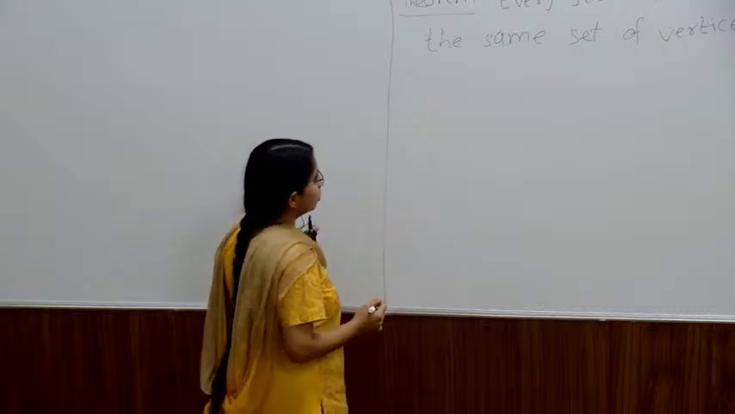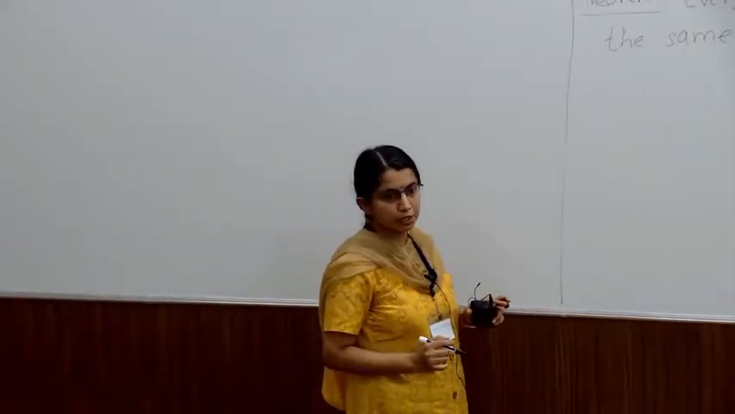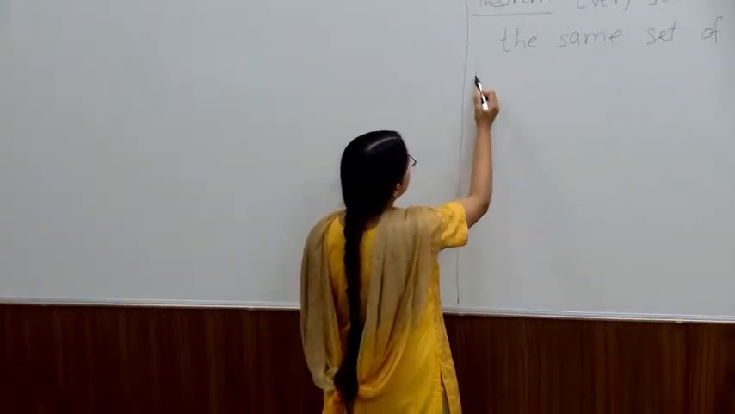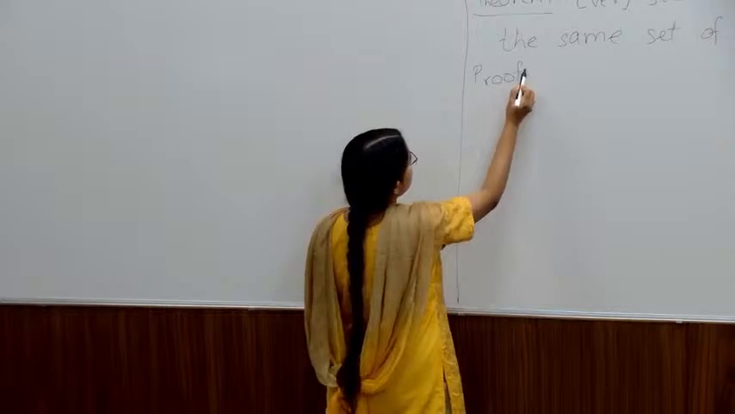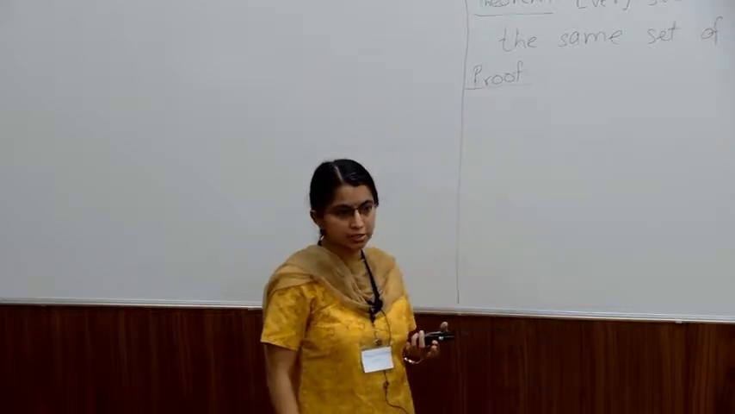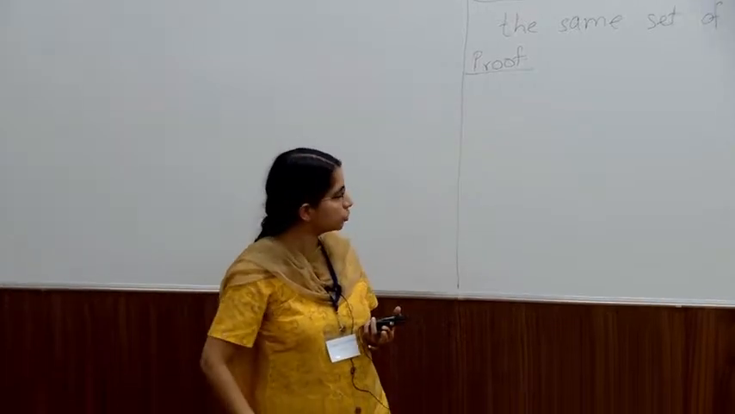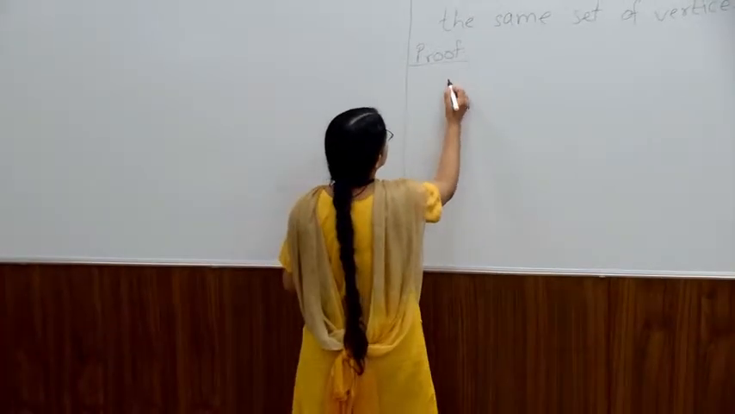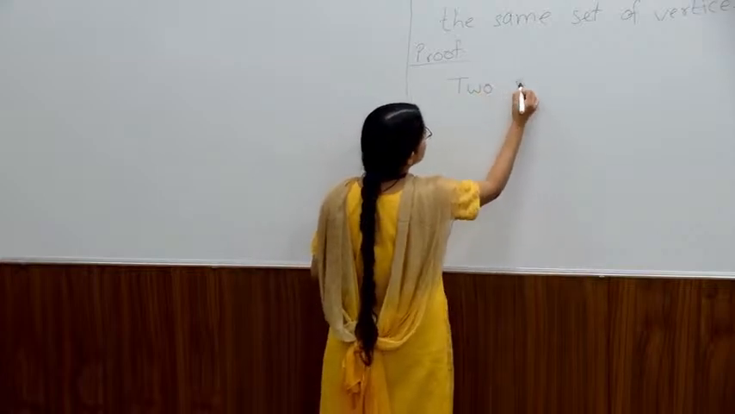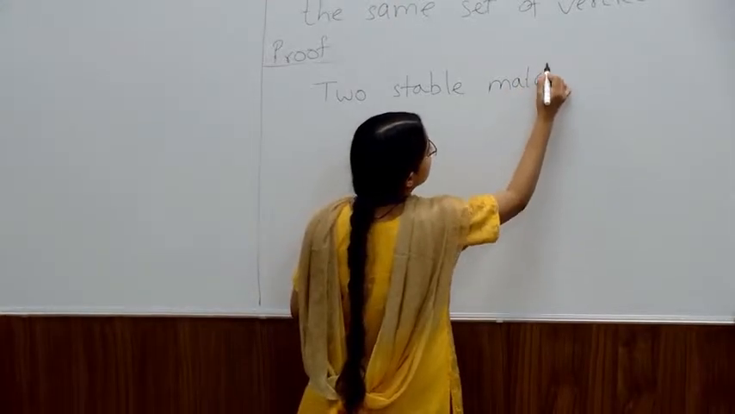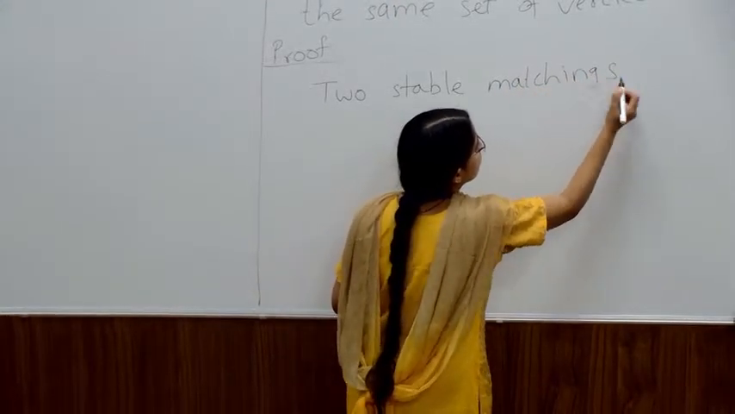Okay, so this is what we want to prove first, and then we will see another interesting property of stable matchings. So how do we go about proving it? Any ideas, suggestions? How should the proof strategy be? We take two stable matchings, and a vertex that was matched in the first one but not matched in the second one.